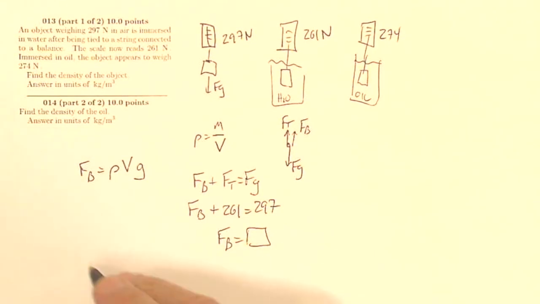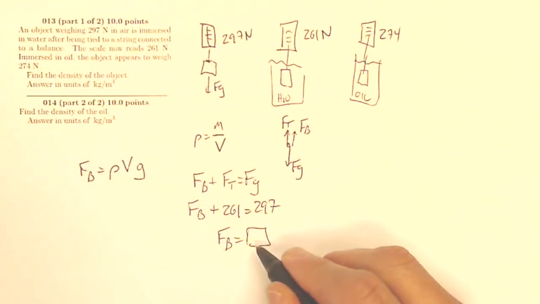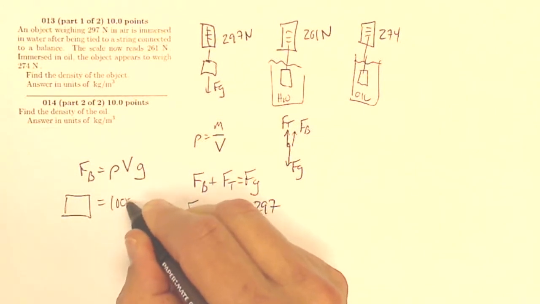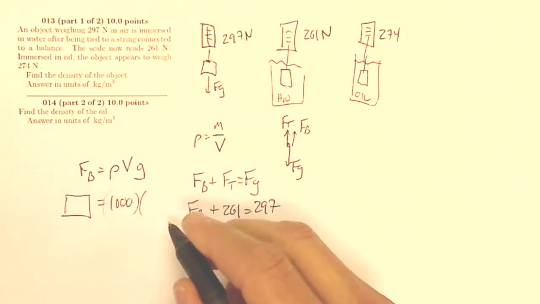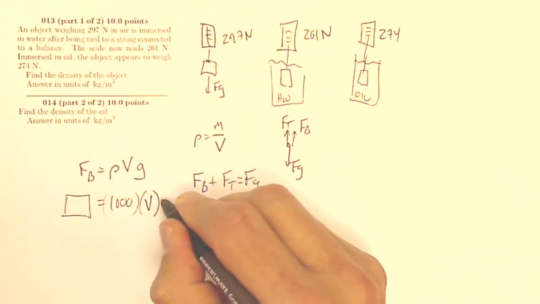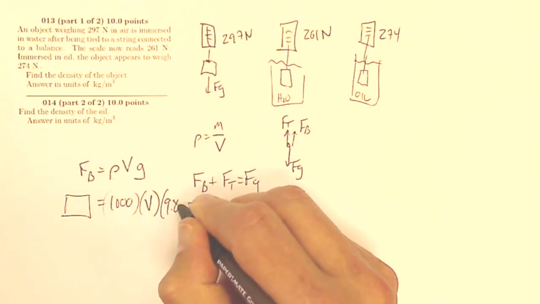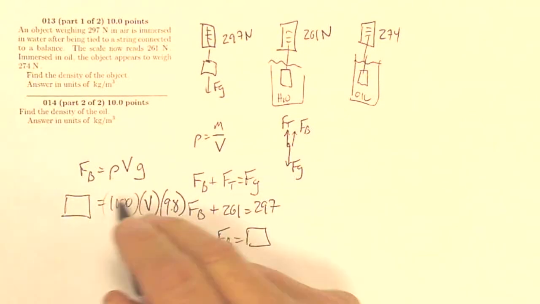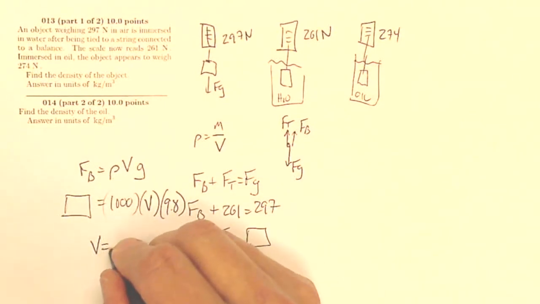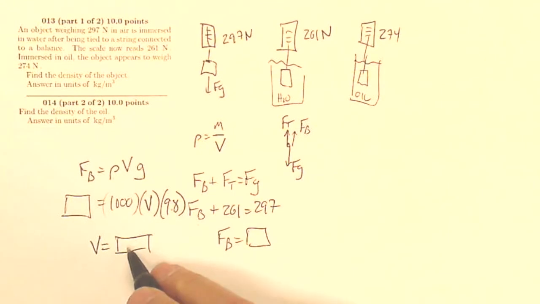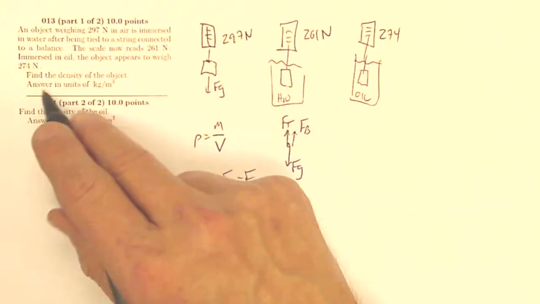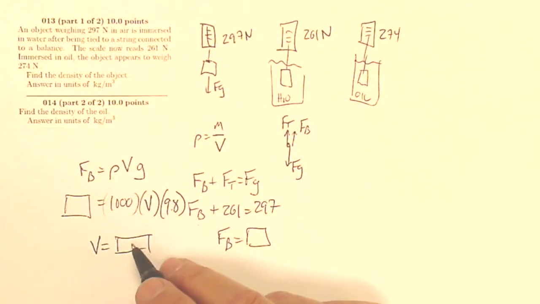If I know my buoyant force and I know my density of water, now I'll take this and plug it in up here. So I'll have that number equals 1,000 times the volume of the object, which I'm looking for, times my gravity of 9.8, probably 9.8, 9.81. Okay? So using these, you can now solve for the volume of the object. That's getting me part of the way there. So the density of the object is the mass divided by the volume. I'm looking for the density of the object.